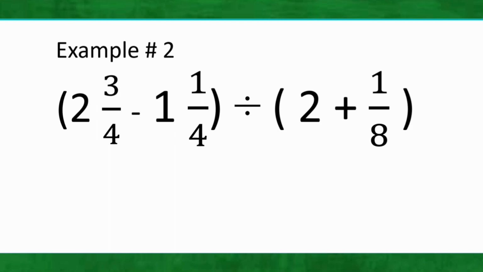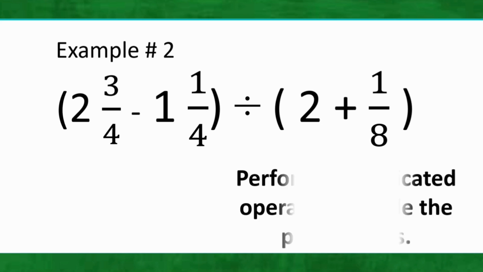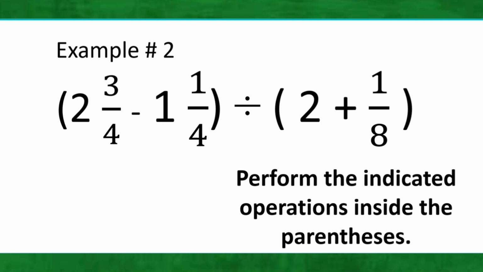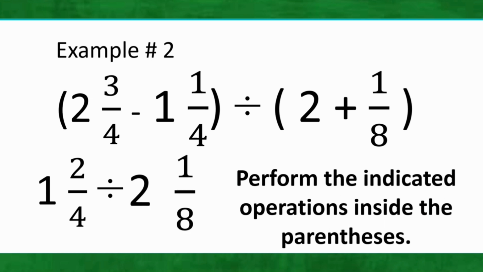Now let us try this one. The quantity of 2 and 3/4 minus 1 and 1/4 divided by the quantity 2 plus 1/8. First, perform the indicated operations inside the parentheses. So, 2 and 3/4 minus 1 and 1/4. The answer is 1 and 2/4. Then, 2 plus 1/8 is equal to 2 and 1/8.